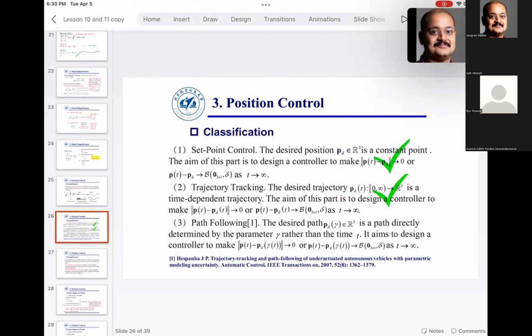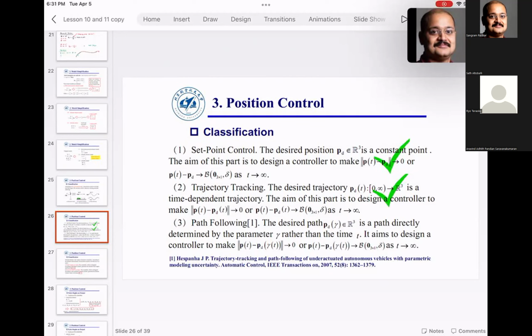You want it to go from point A to point B, and then you want to specify a certain trajectory for the quadcopter, and your aim is that the error between the desired trajectory and the actual trajectory is small. That is what is written by that time-dependent trajectory equation.